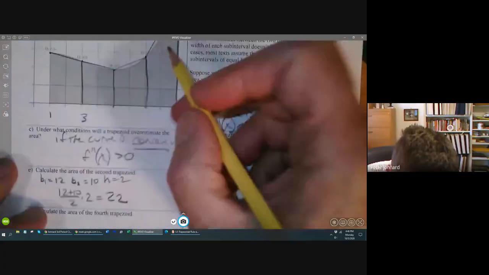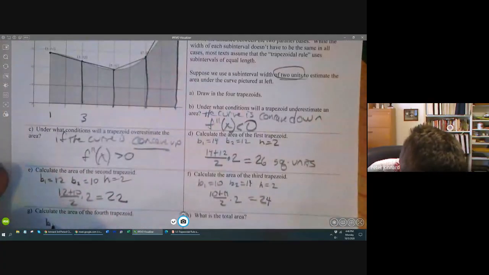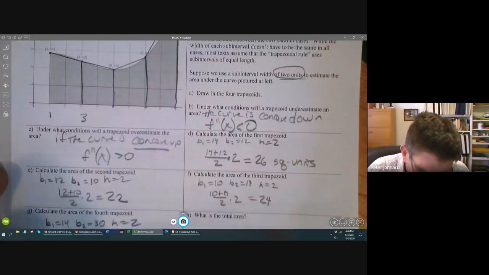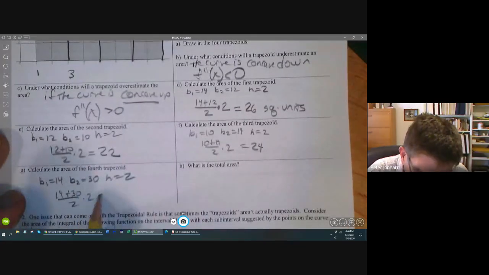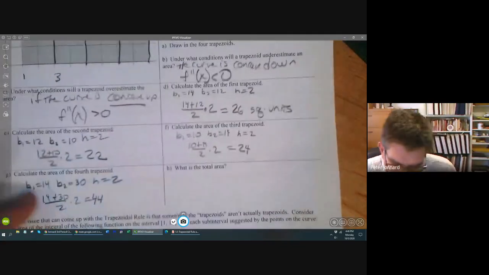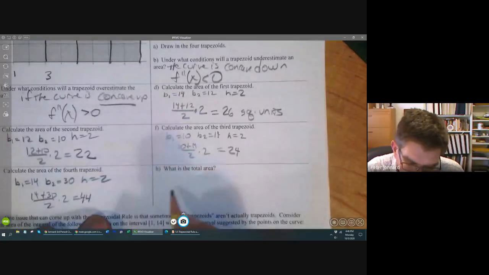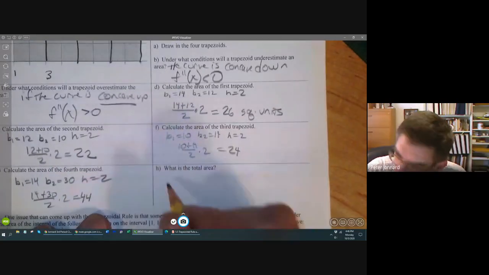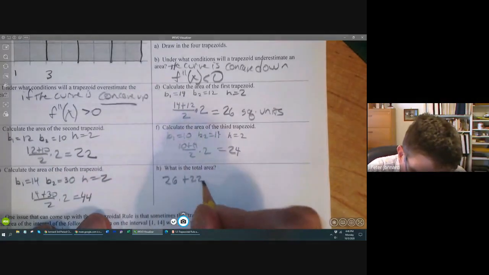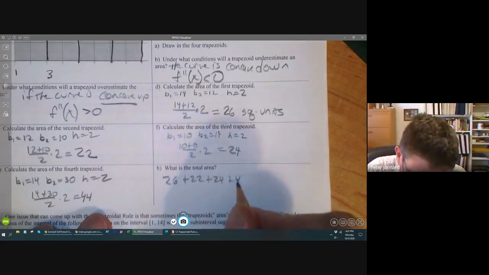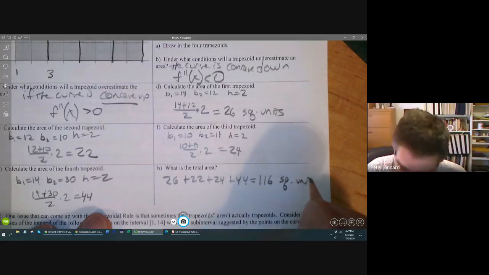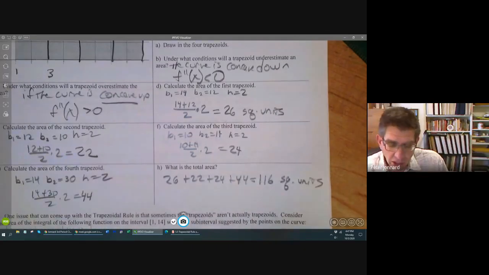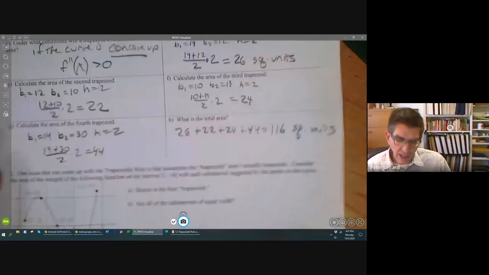Okay, the fourth trapezoid is the last one. So base 1 is 14. Base 2 is 30. Height is 2. So 14 plus 30 over 2 times 2. We end up with 44. And so the total area under the curve would be the sum of all 4 of these. So 26, 22, 24, and 44 is 116 square units, like so. Okay, so this is just an application of using the trapezoidal approximation.